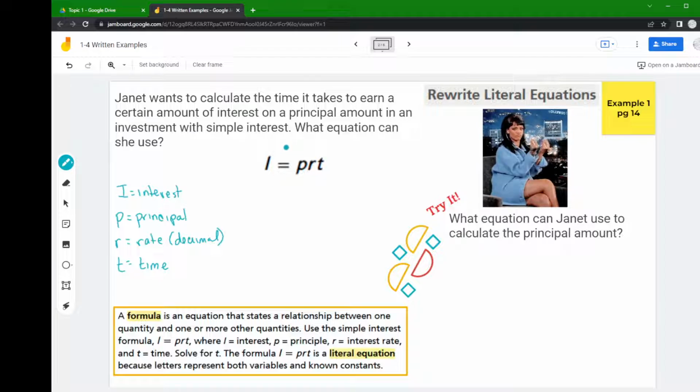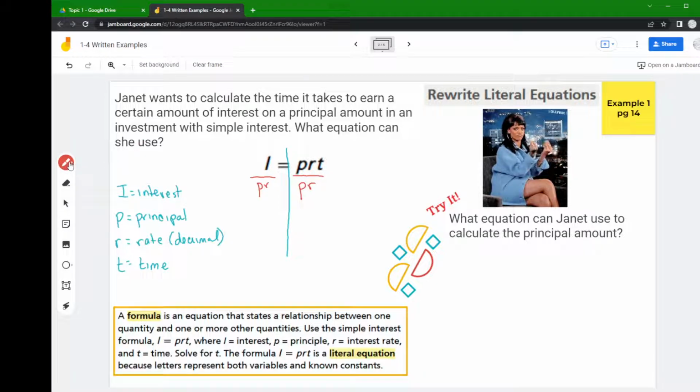So what I like to do is I like to draw my little river here. And remember, to move things across that equal sign, I need to use what are called inverse operations. So if I look at this letter T here, I see that it is currently being multiplied by P and R. Now the opposite of multiplication is division, so I'm going to show that with this division bar here.